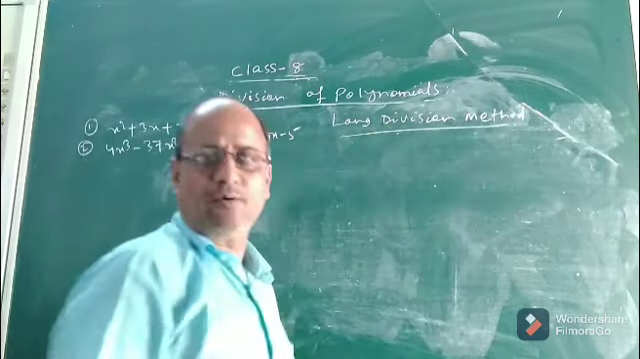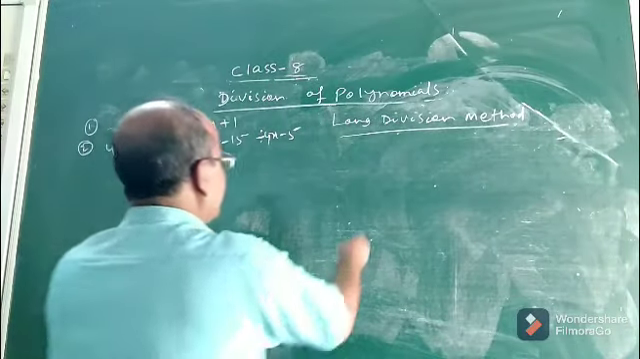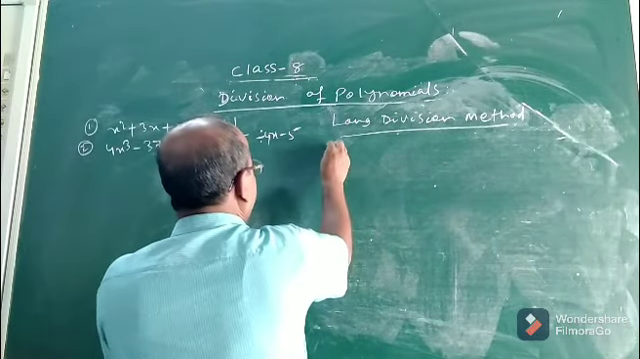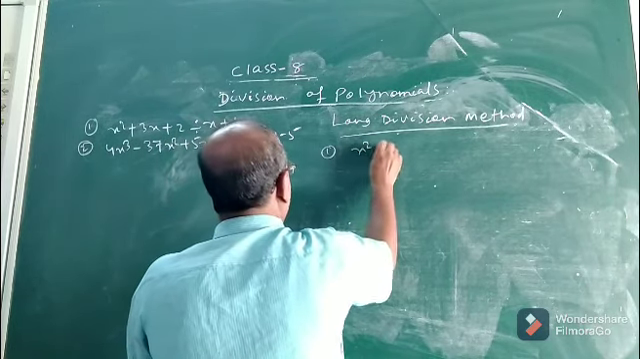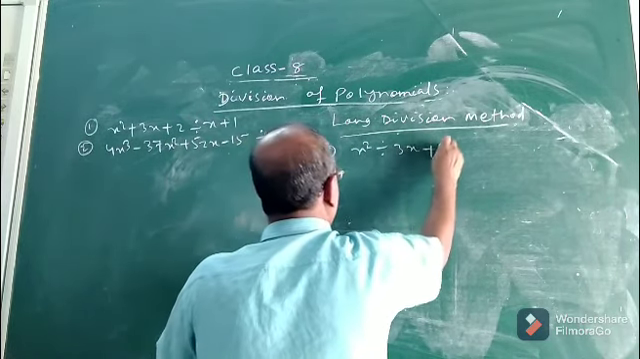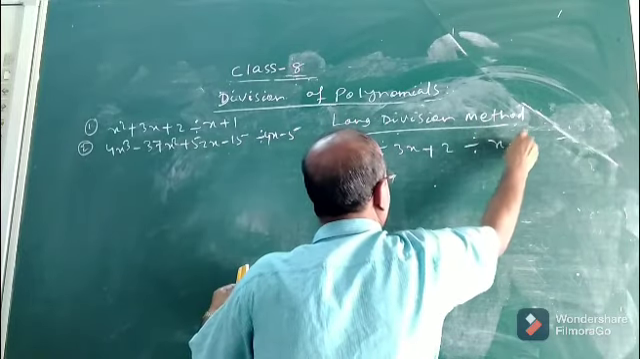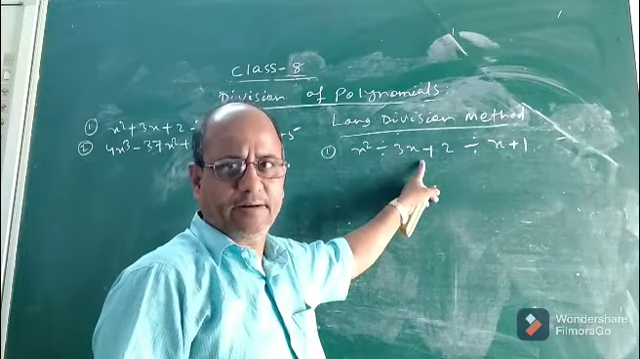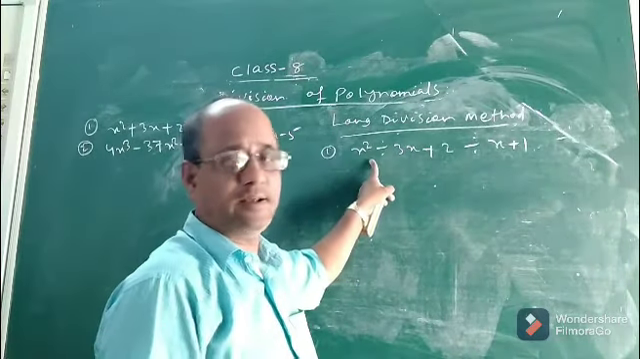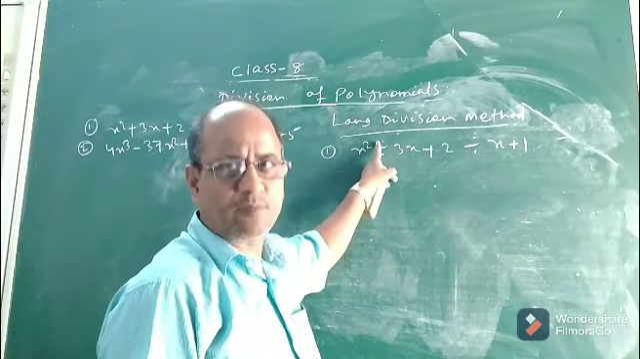Now, what is that? To understand, let us take one example. Suppose the question is: divide x square plus 3x plus 2 by x plus 1. See children, this is the polynomial to be divided. It is clearly a quadratic because the highest power of x is 2.